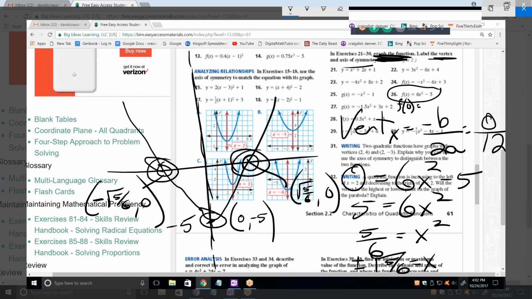So when they say graph a parabola, you need 3 points. Now, if the vertex is not on the y-axis like this one is, there's an easier way to get the other 2 points, and that's to get the y-intercept. But if the vertex is on the y-axis, then you can't use that method. You have to solve the equation and figure out where the x-intercepts are also.